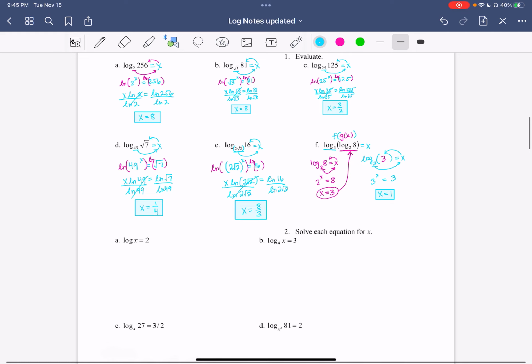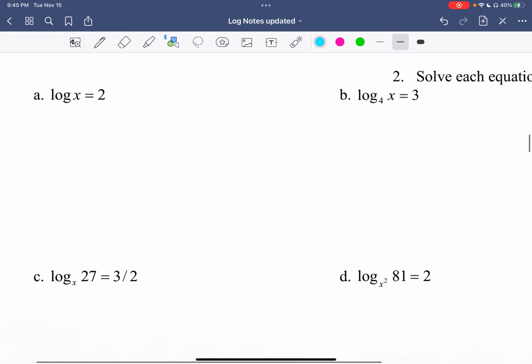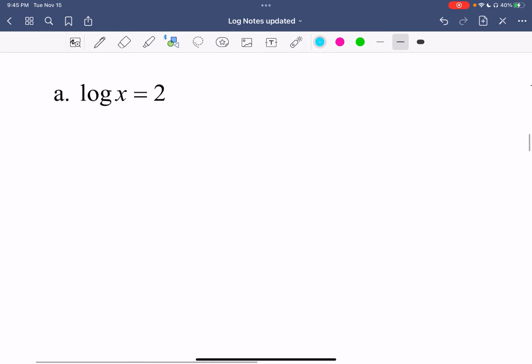Okay. Now we're going to solve the equations for x. So it's more of the same thing. Log x equals 2. So remember, if it doesn't have a base, you can assume it's base 10. We're going to do the switcheroo, convert it to exponential. We have 10 squared equals x. 10 squared is 100. So x is equal to 100.